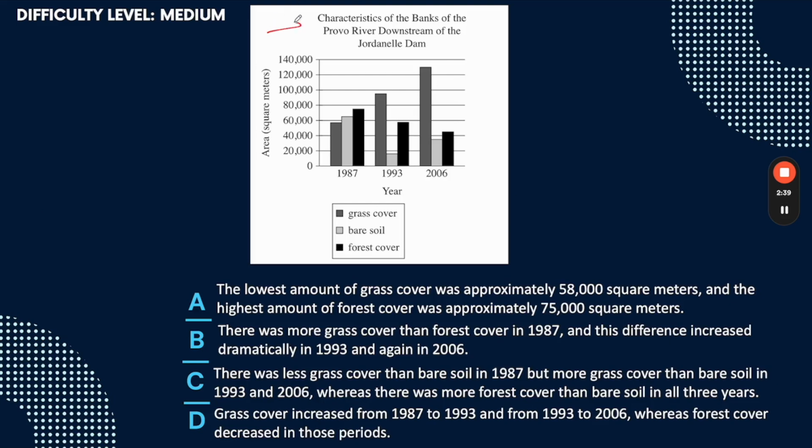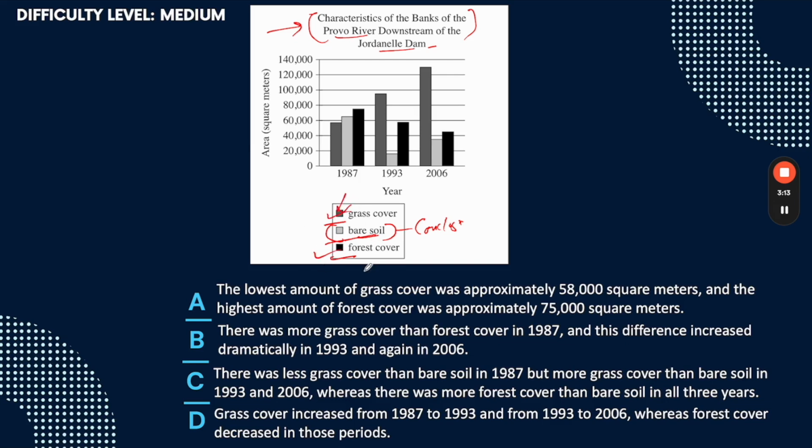Now, the first thing that we always do is we read the title. Characteristics of the banks of this particular river downstream of the dam. So, this dam. Right? And what is it that's included in this particular graph? They are going to talk about grass cover, bare soil, and forest cover. Now remember, bare soil was not even discussed in the text. This is not a part of the conclusion. So I'm not going to pay attention to any information regarding bare soil. All I'm going to care about is grass cover and forest cover.